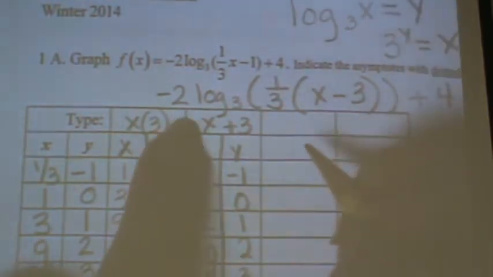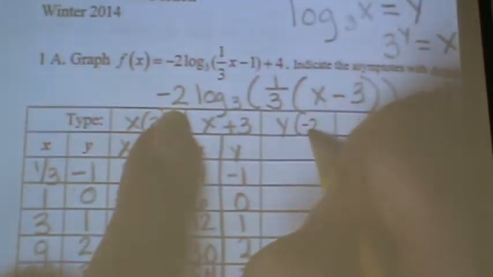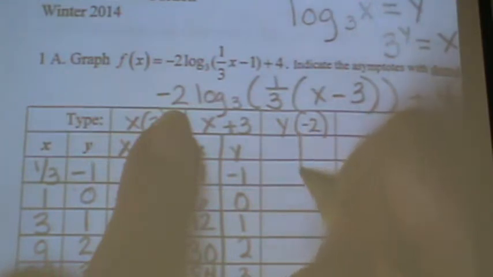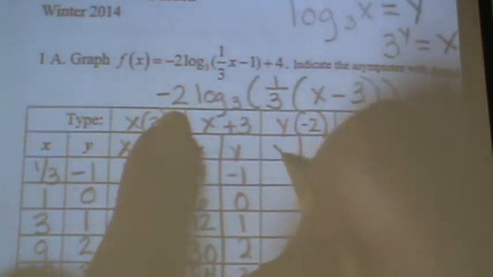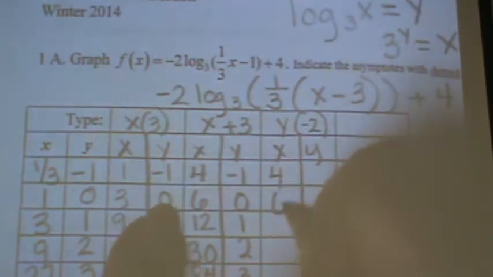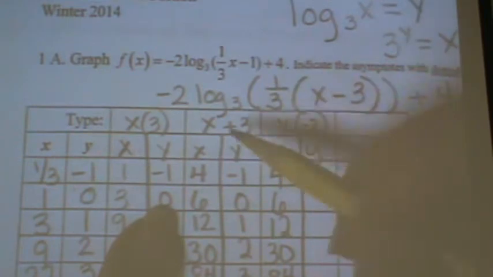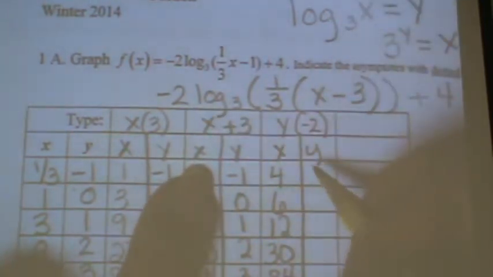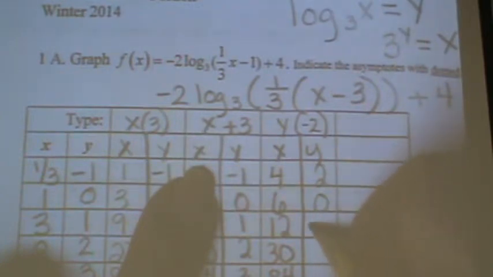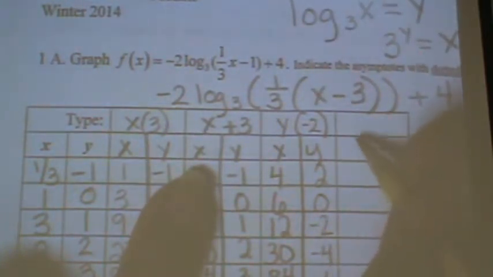Then what do you do? 5 times -2. Keep your x's the same. Multiply the y's by -2. You get 2. And then you're gonna add 4. 0.